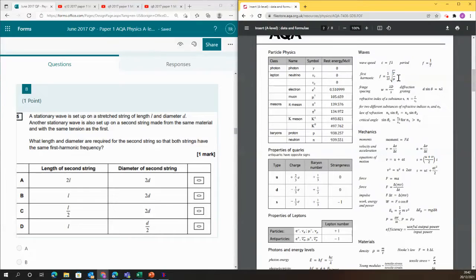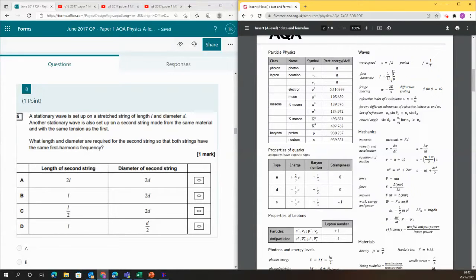So it's requiring you to be aware that equation exists, and then be able to use that equation correctly to answer this question. So looking at it, we're told that we've got two strings. They both have the same first harmonic. So then we're asked for the conditions of these so that both strings have the same. Some of the properties of the string are changed, the length of the string is changed, and the diameter of the string is changed.